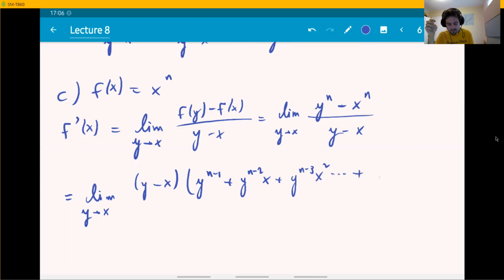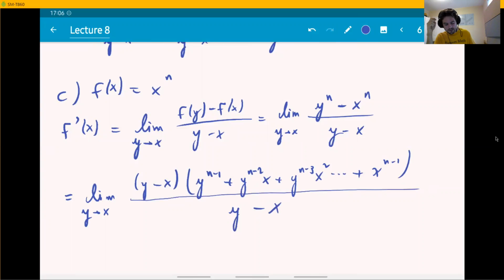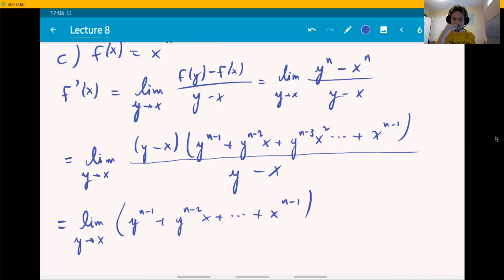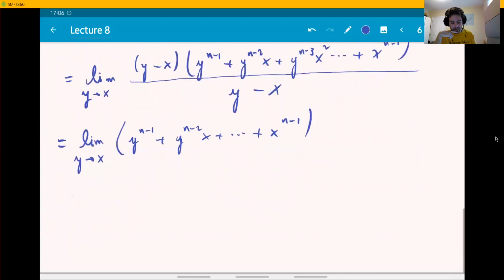All the way up to y to the 0 times x to the n minus 1, over y minus x. So it looks kind of messy, but after the y minus x is canceled, you are left with a polynomial of y's and x's, which does not give you any trouble when you're plugging in y equals x. The only question that you have to answer now is, what do you get when you plug in y equals x? What are we going to get from here?